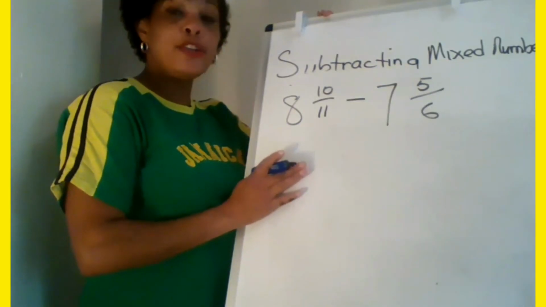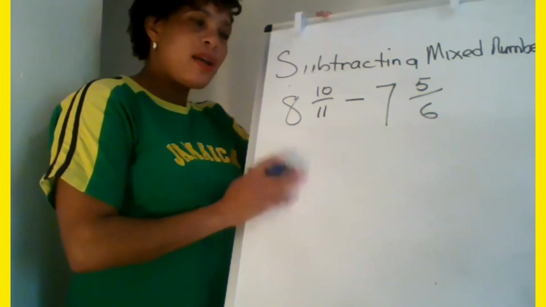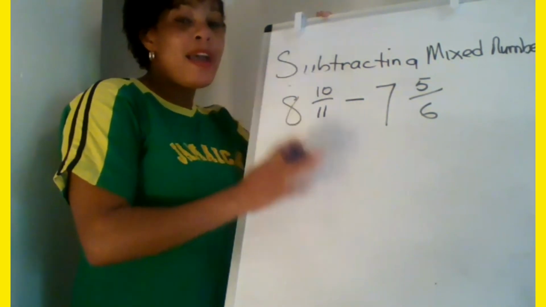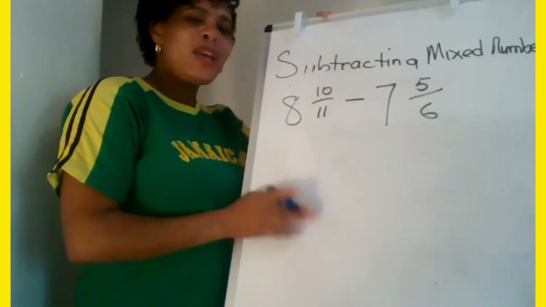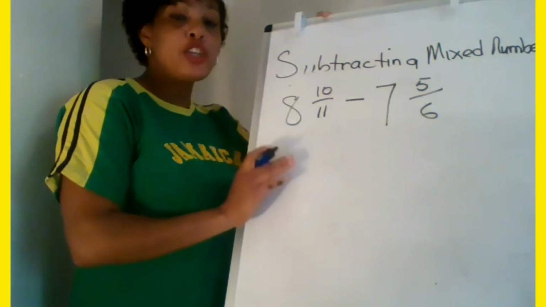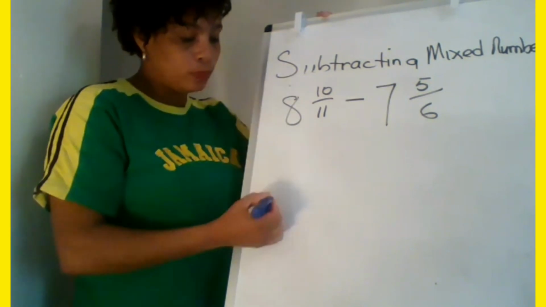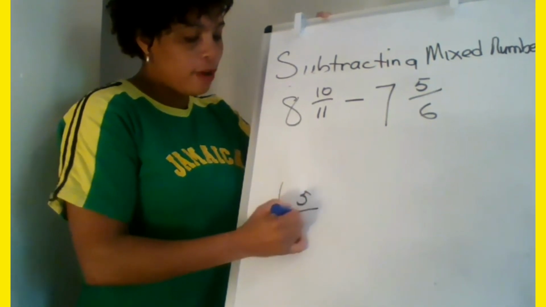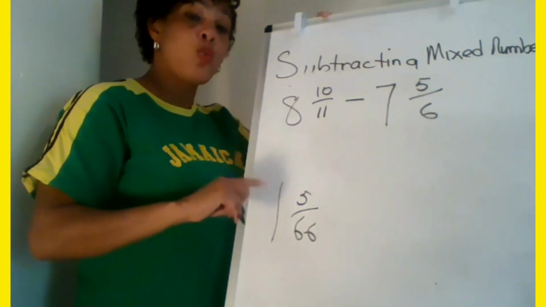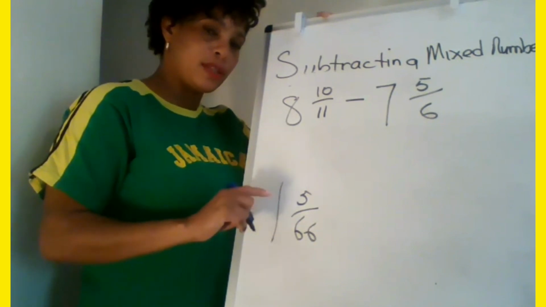Here we have another question. This time I'm going to leave you to do this question on your own. Use whichever method you would like. It would be nice if you do use both methods. When you're finished, you should get for your answer 1 and 5 out of 66.